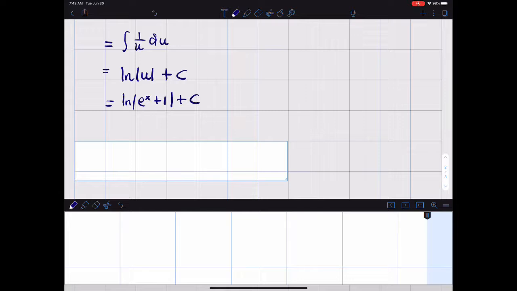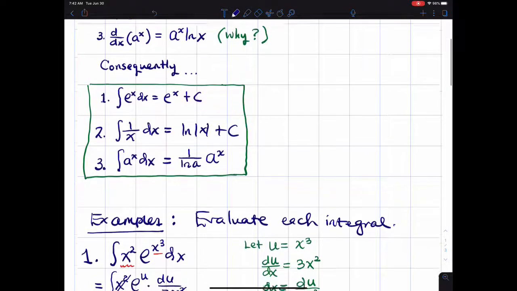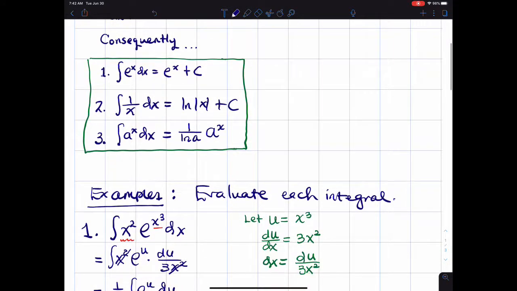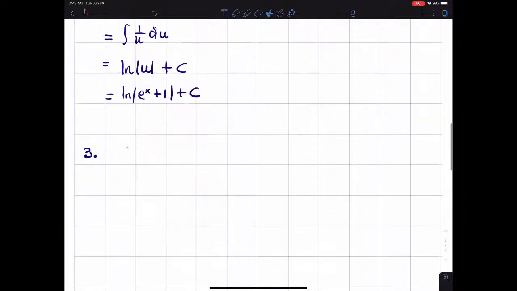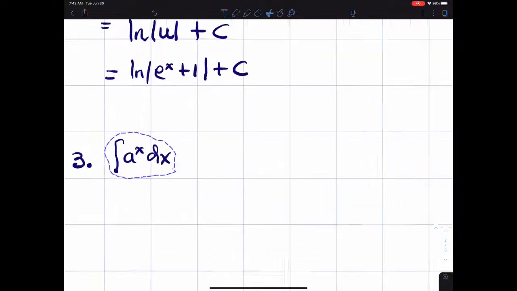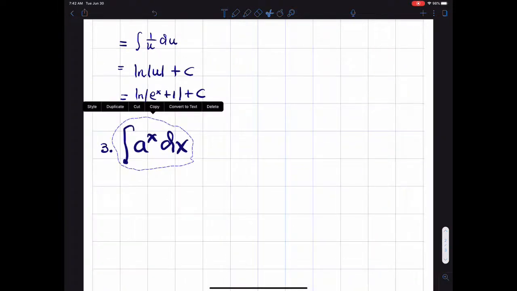All right, let's try a third one. And this third one is a fact that we already stated. So we're going to try to show that this is actually true. How is this true? All right, let's copy it. Okay. So let's try this problem right here.